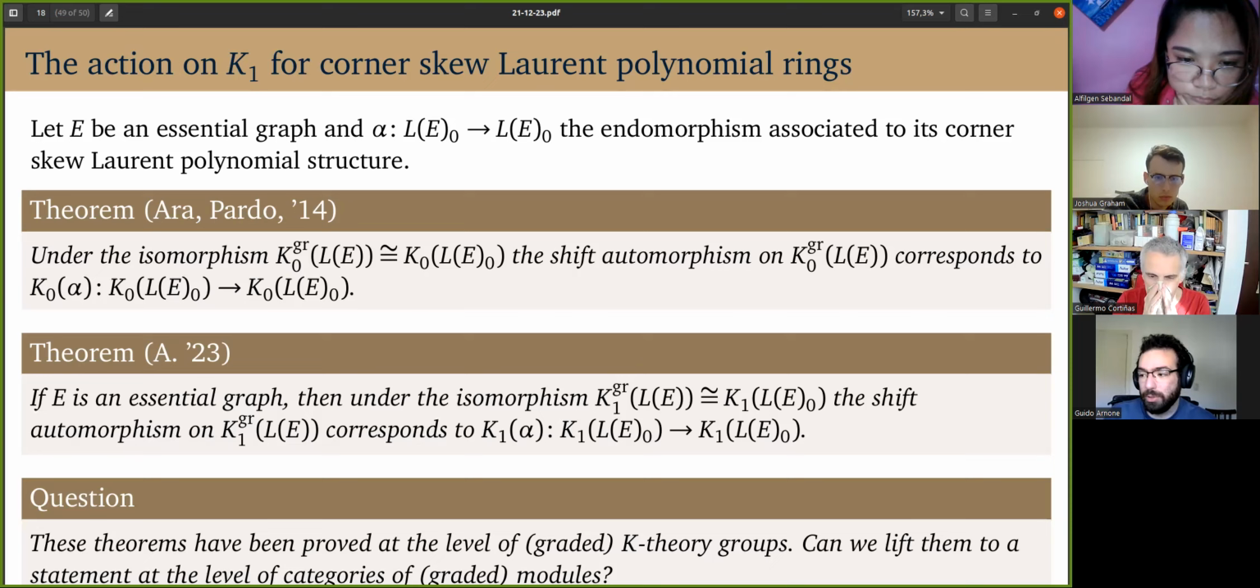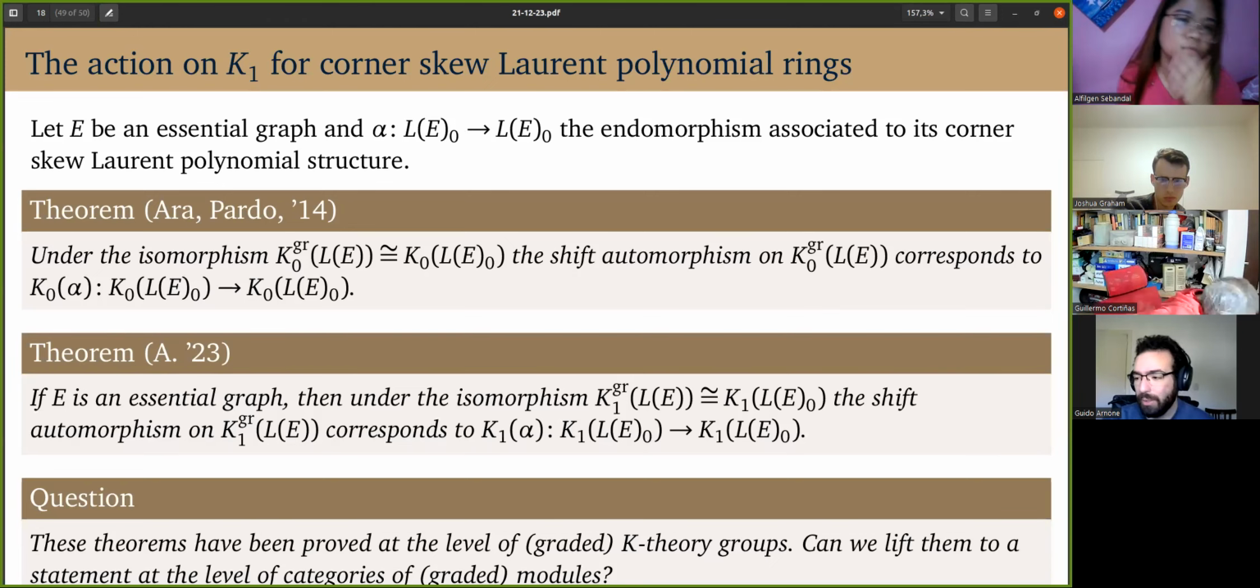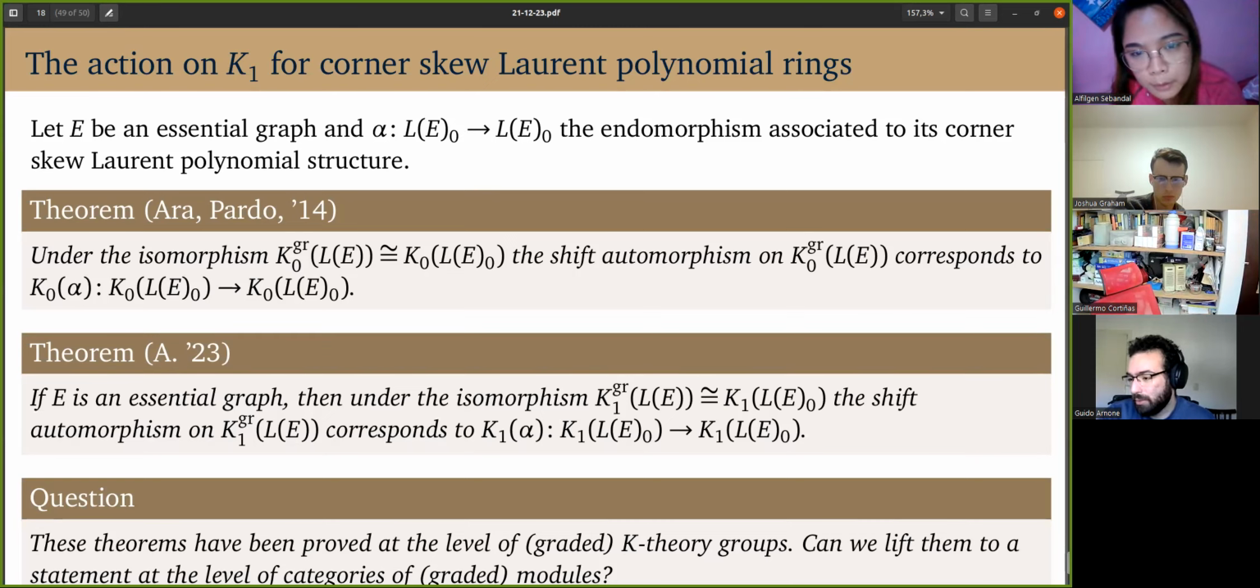And between graded modules, you have the shift functor. Between ungraded modules, you have this extension of scalars by alpha. So you have all of the ingredients at the module level. One would want to check that if you apply K-theory to that diagram, it commutes.